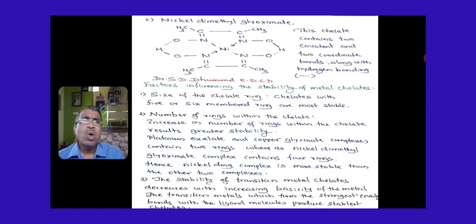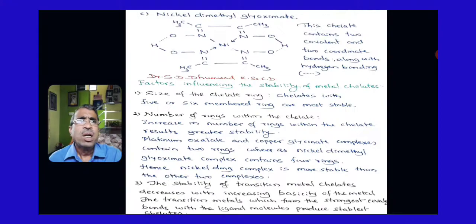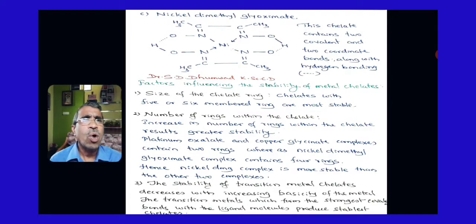Here I have shown one more example, known as nickel dimethyl glyoximate. This is the structure of the dimethyl glyoximate. We come across one chelating ring here and two other chelating rings. Totally it contains four chelating rings, and in one of the rings there is hydrogen bonding. This chelate contains two covalent and two coordinate bonds along with hydrogen bonding.